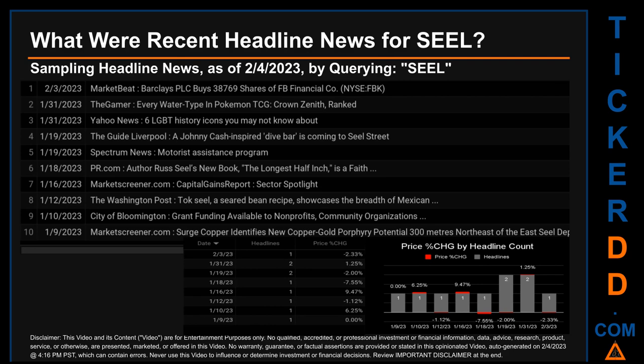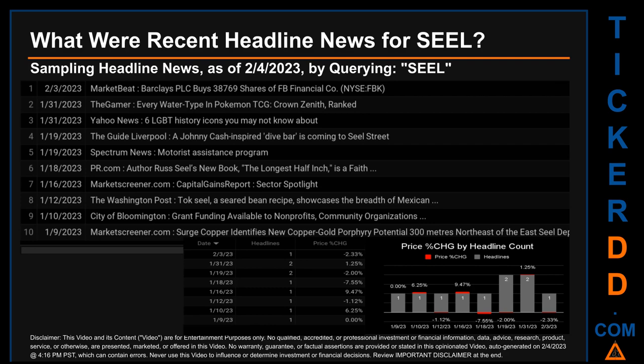Tuesday, January 31, 2023 and Thursday, January 19, 2023 had the most headlines. They each had 2 discovered headlines. On Tuesday, January 31, 2023, first, Yahoo News published the headline that read, 6 LGBT history icons you may not know about. Then, for the second day with the most discovered headlines, on Thursday, January 19, 2023, first, The Guide Liverpool published the headline that read, a Johnny Cash-inspired dive bar is coming to SEEL Street. Second, Spectrum News published the headline that read, Motorist Assistance Program.